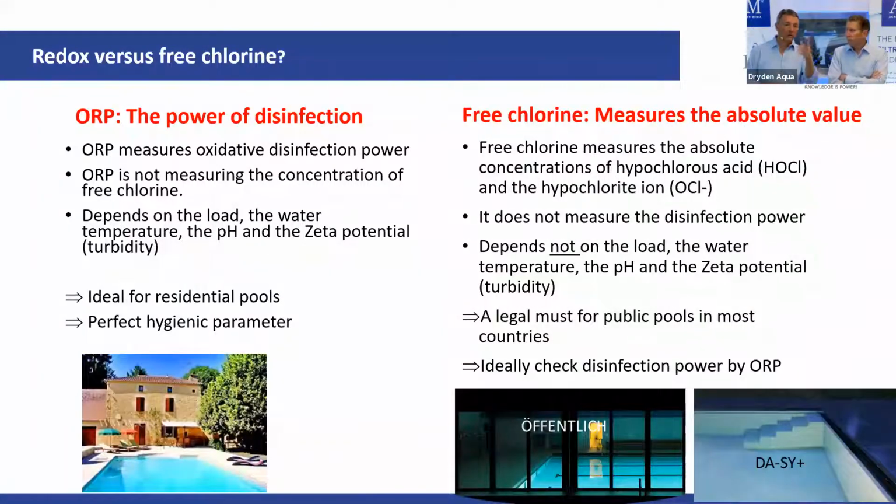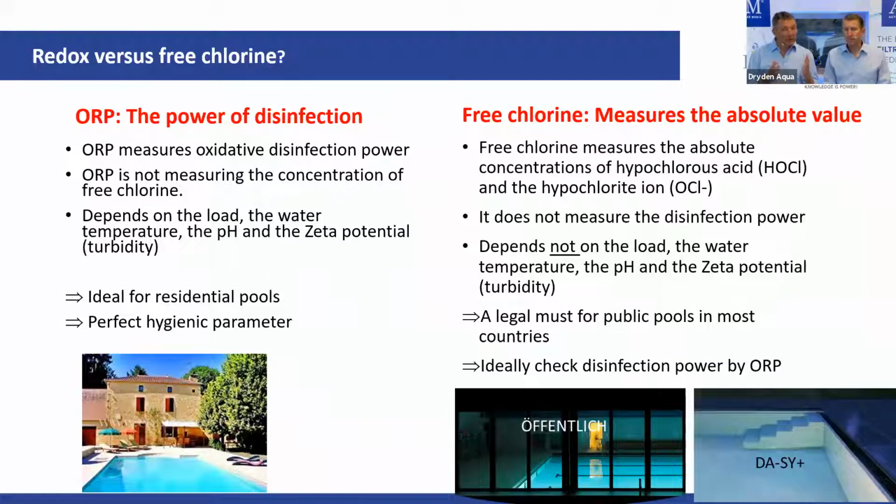So for a residential pool, private pool, redox is great. I think it's ideal. But it's not something where you can say, well, I have 0.2 or 0.3 free chlorine. If you want to do that, then you really need free chlorine. So again, free chlorine does not measure the disinfection power. It measures the absolute value, and ORP does not measure the absolute value. It measures the disinfection power.